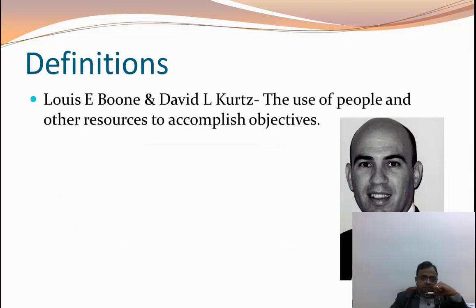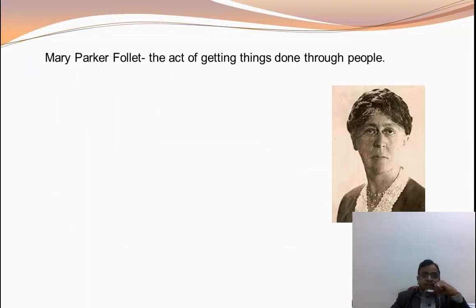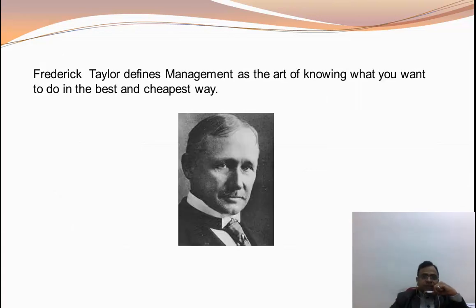And the next scientist, Mary Parker Follett. She had given a statement that management is the act of getting things done through people. You can't do it all yourself. You have to get the work done by other persons. And as per Frederick Taylor, he defines management as the art of knowing what you want to do in the best and cheapest way. The cheapest way may be read as miserly, but in management, the cheapest way is the best way.